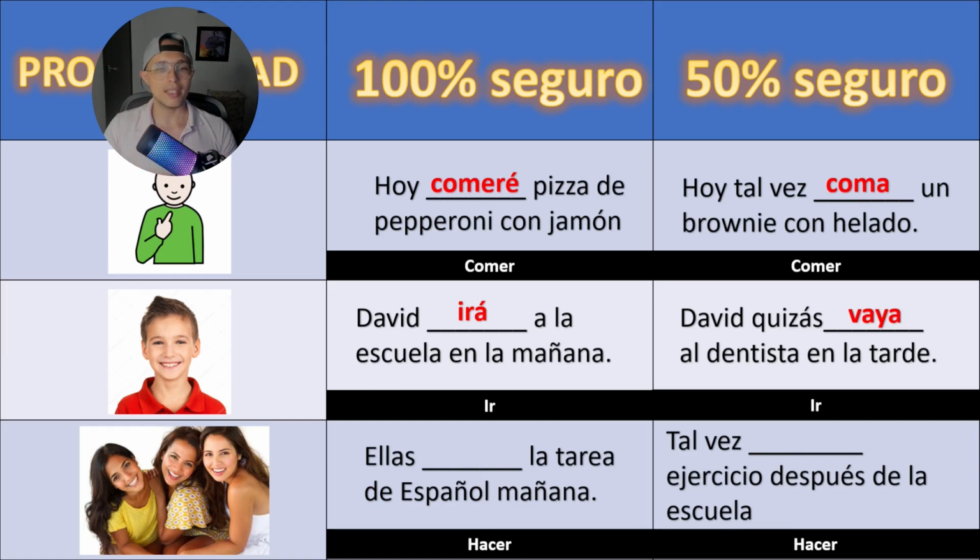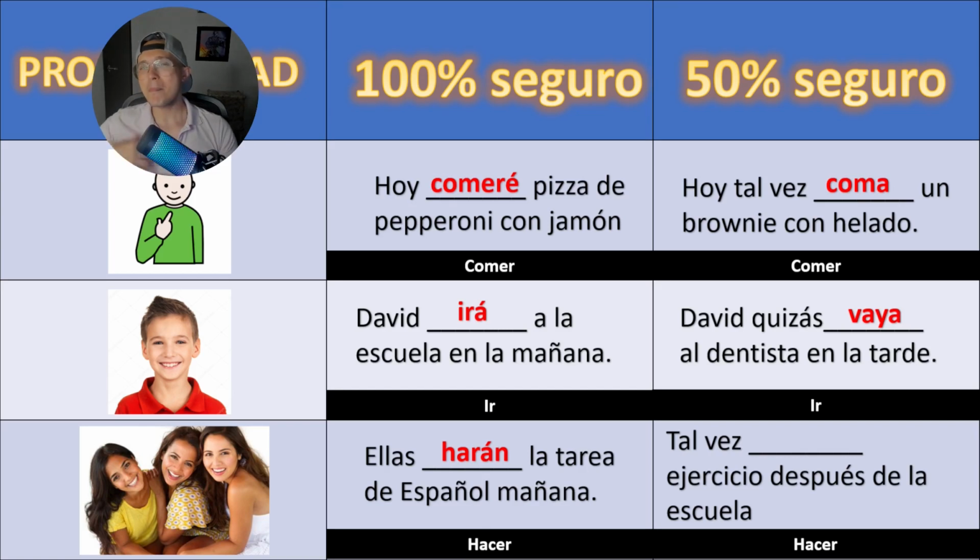Now let's go with ellas. And we have ellas hacer la tarea de español mañana. So they will do the Spanish homework tomorrow. So we say ellas harán la tarea de español mañana. One more time. Ellas harán la tarea de español mañana. Again, they are planning to do it. It's for sure in the future, so we use the simple future. Ellas harán, they will do.